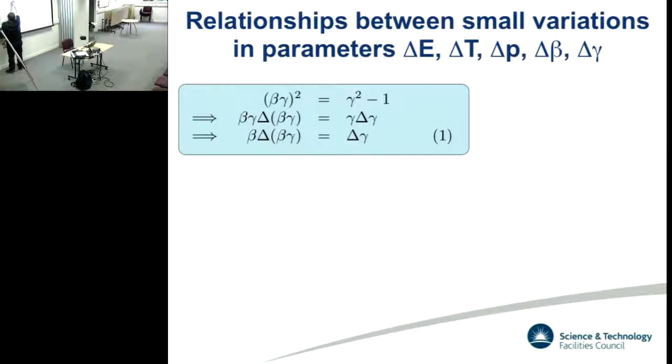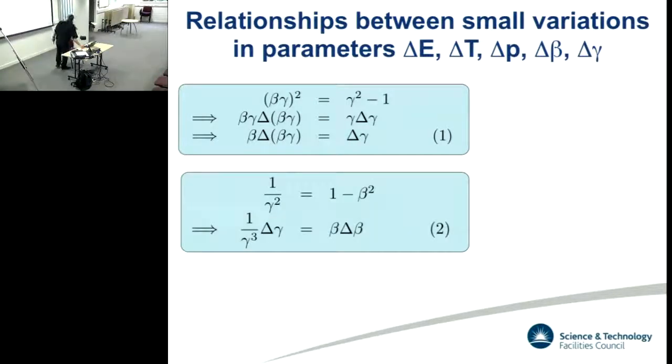So if I take this, gamma beta squared is gamma squared minus 1. That's just your v dot v equal to c squared equation. Okay, and then I differentiate it. So I use a delta symbol, manipulate that a bit, and I get this relationship here. You can do that with all your equations.